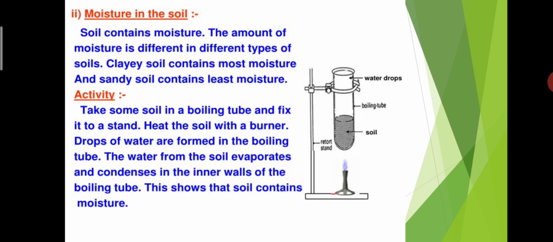Take some soil in a boiling tube and fix it to a stand. Heat the soil with a burner. Drops of water are formed in the boiling tube. The water from the soil evaporates and condenses on the inner walls of the boiling tube. This shows that the soil contains moisture. Understand, friends? By this activity you know that moisture is also present in the soil.